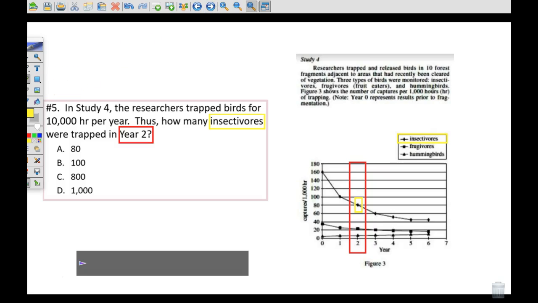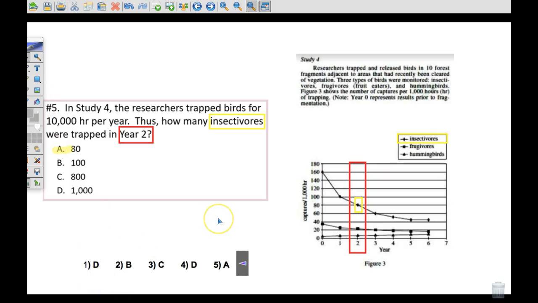And lastly, in study 4, the researchers trapped birds for 10,000 hours per year. Thus, how many insectivores were trapped in year 2? So we had to find year 2, and we have 3 data points. But then I had to find the symbol that meant insectivore, which was the diamond. I found that, and along the year 2 line, it was 80 captures. So the answer is A.